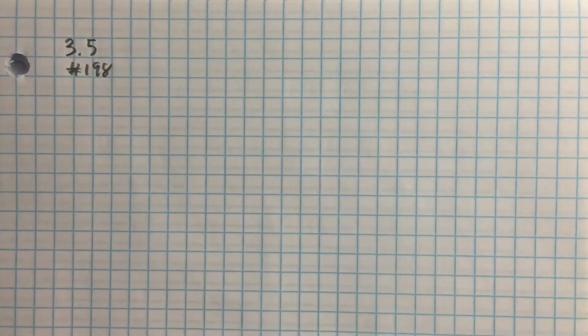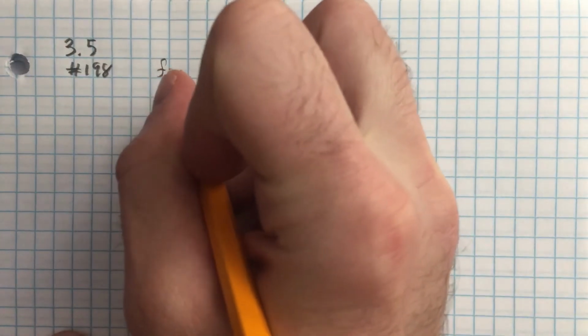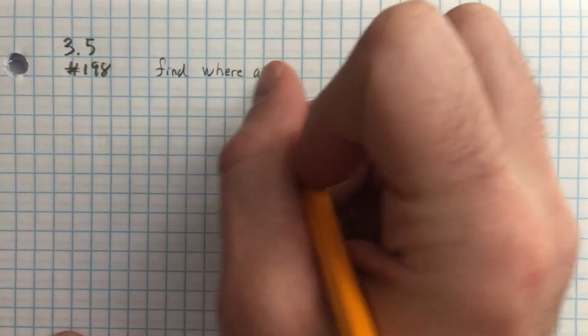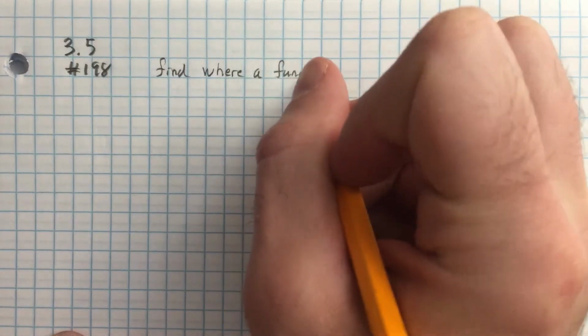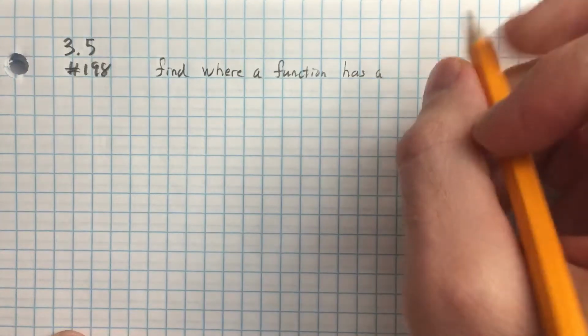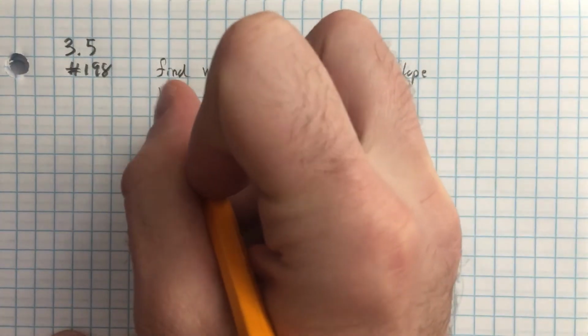3.5, number 198. So this is the second of the two important problems for derivatives, and that is finding where a curve has a slope with a certain value.